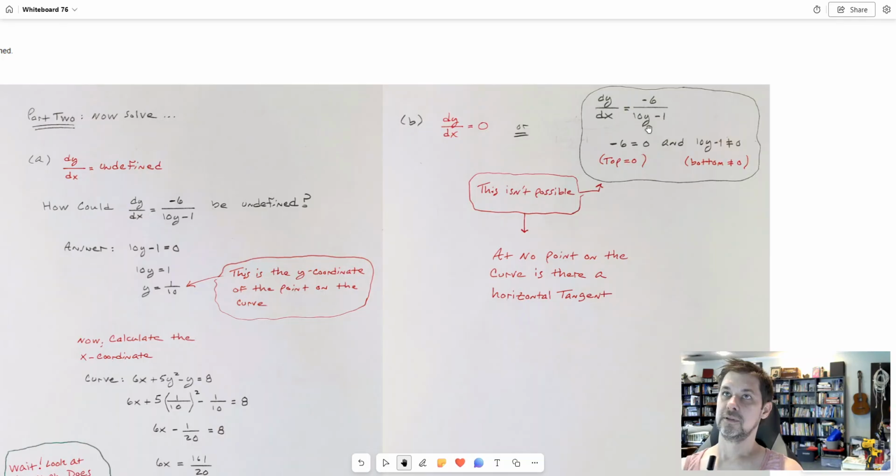Isn't that true? 0 divided by 6 is 0. 0 divided by 11 is 0. 0 divided by 0 is not 0. So my conditions have to be that the top part of that fraction has got to be 0, and the bottom part has to not be 0. But this is impossible. The top number is negative 6. It's just negative 6. There's no variable up there to solve for. Negative 6 is not 0. So it's just not possible. The derivative can't be 0. At no point on the curve is there a horizontal tangent.